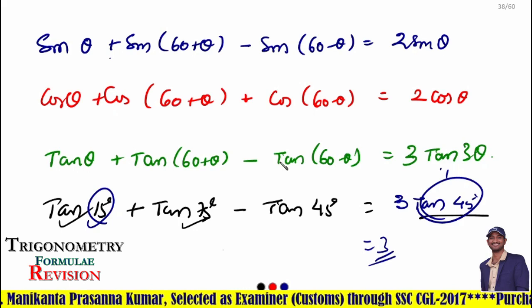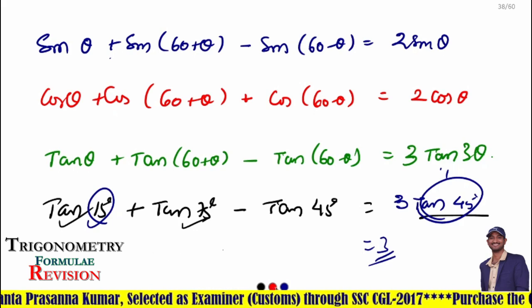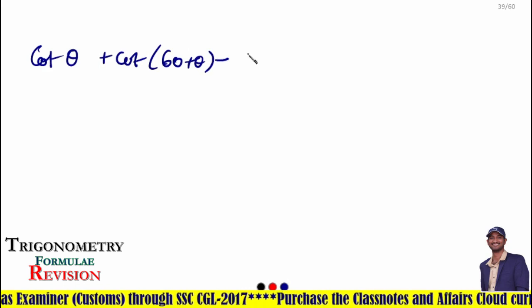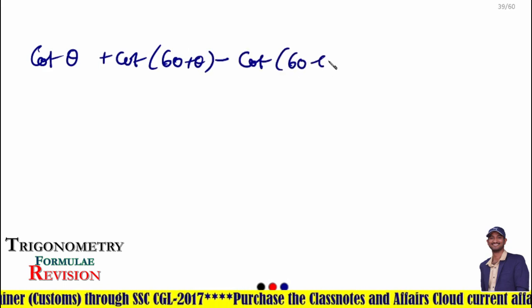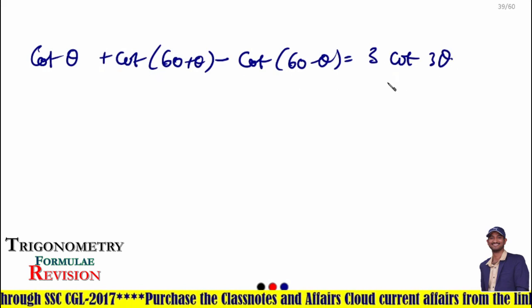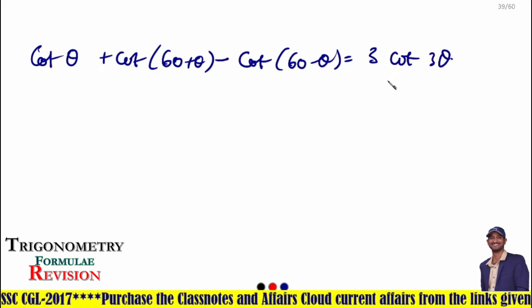Okay. Similarly, I'll tell you one more formula here. That is cot. Cot is also important. Cot theta plus cot 60 plus theta minus cot 60 minus theta is equal to 3 cot 3 theta. If tan is there, 3 tan 3 theta. If cot is there, 3 cot 3 theta.